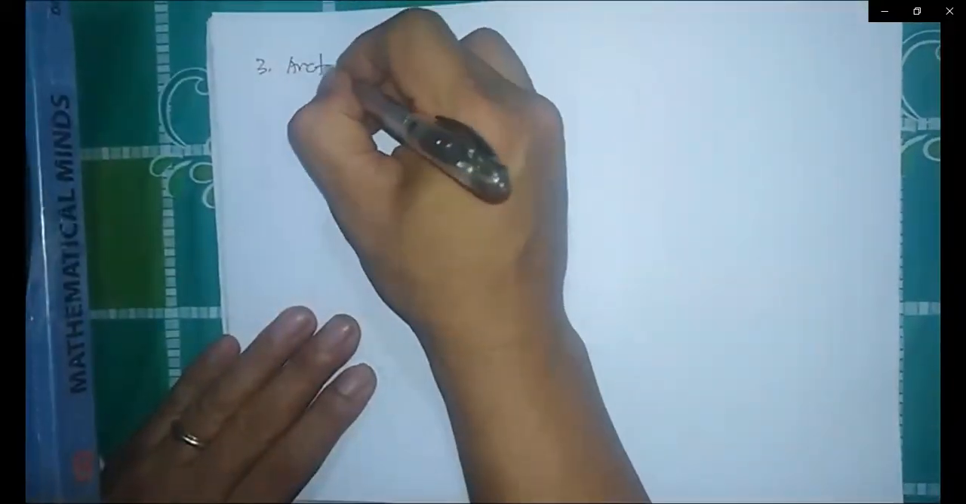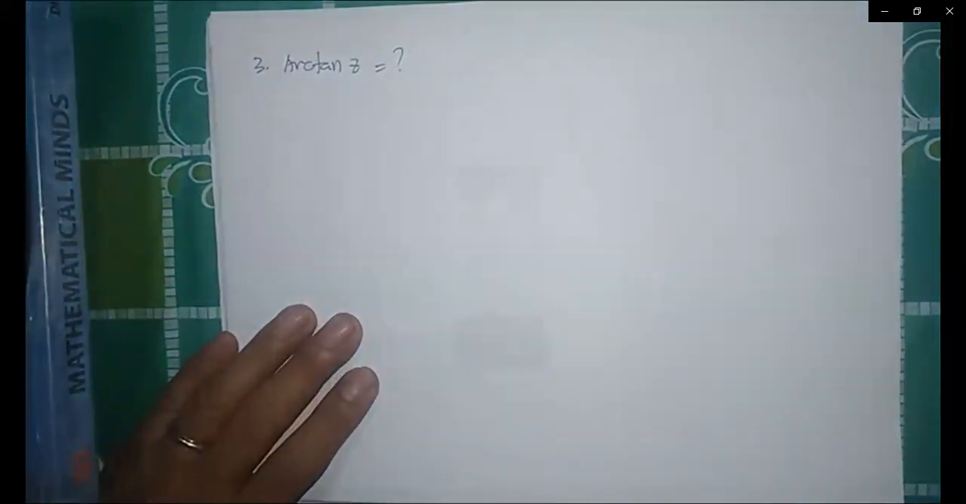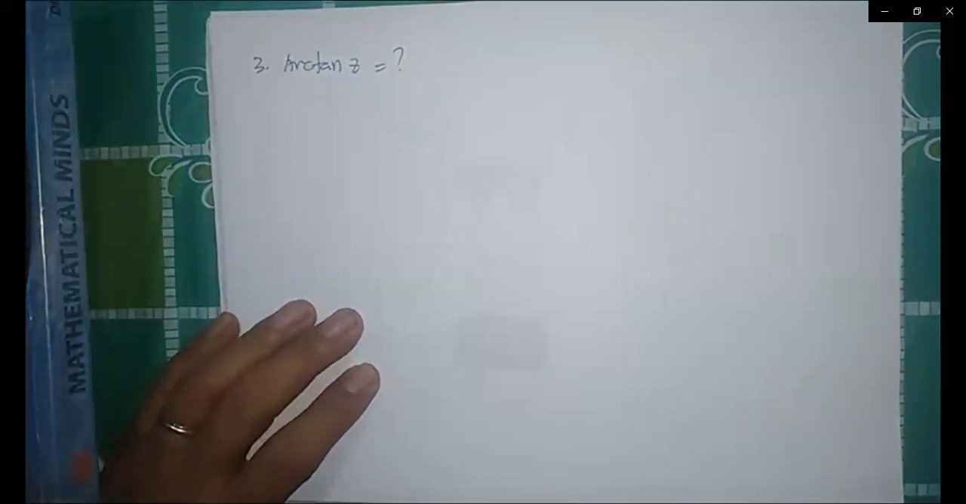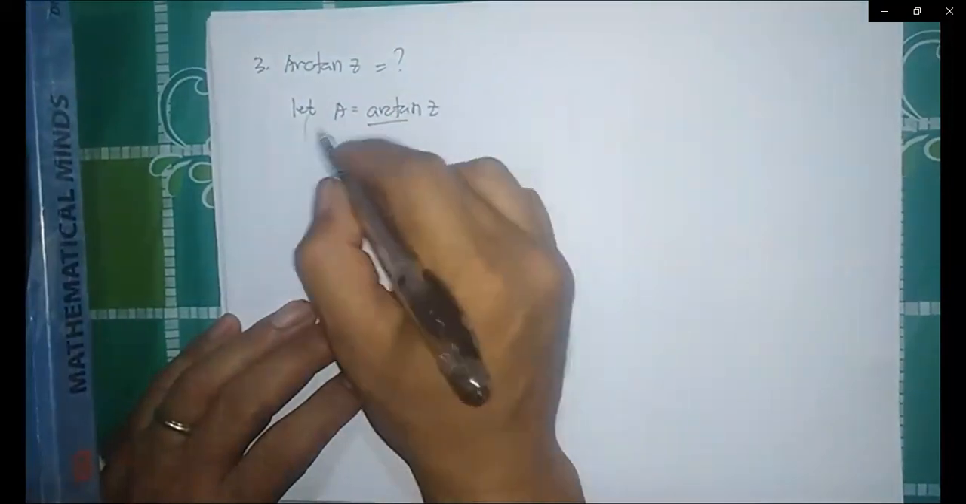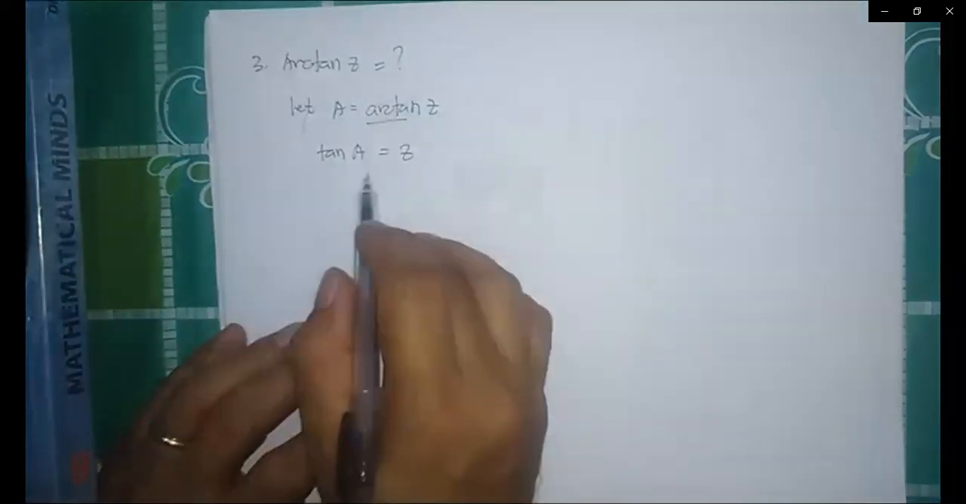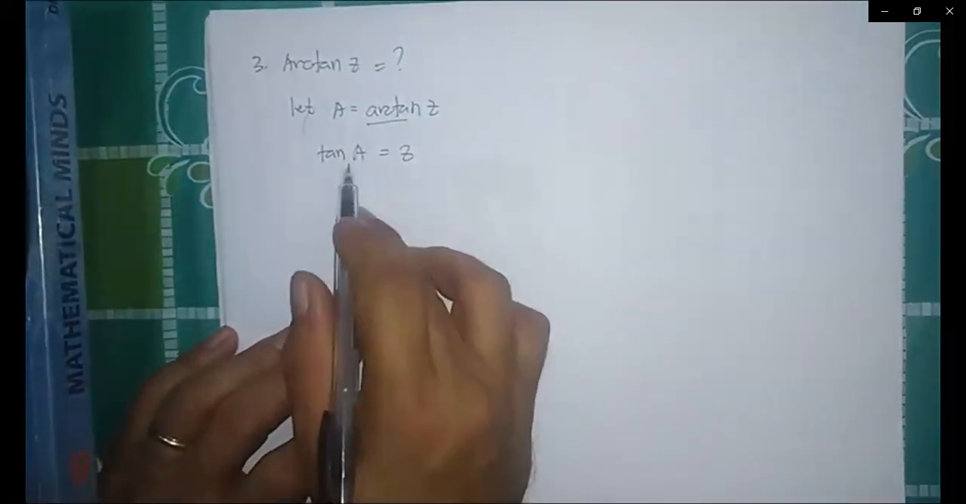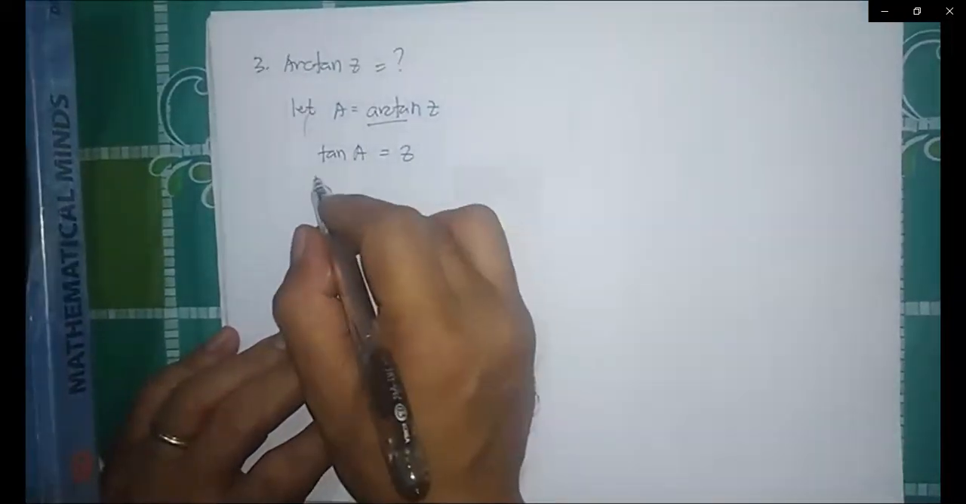Now we will proceed with another problem. This time we are going to find the value of the arctangent of the complex number z. So we will start our solution by letting a equal the arctangent of z. Now, if we transpose the arctangent to the other side of the equation, that becomes tangent a, which is equal to z, the complex number, on the right side.